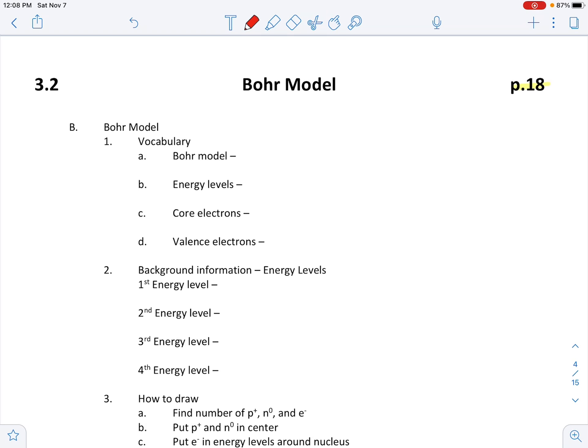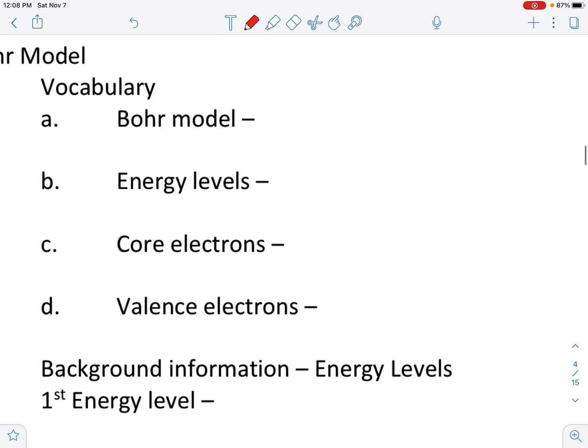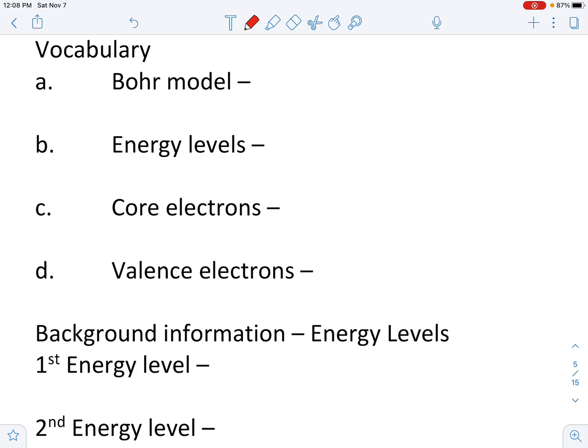So if we jump right in here, the Bohr model was set up by Niels Bohr, and he said that the electrons went in orbits around the nucleus. All right? They went in orbits around the nucleus. So he said, kind of like the Earth rotates around the sun, that's kind of what he said, but it was really about the specific energy levels, all right?